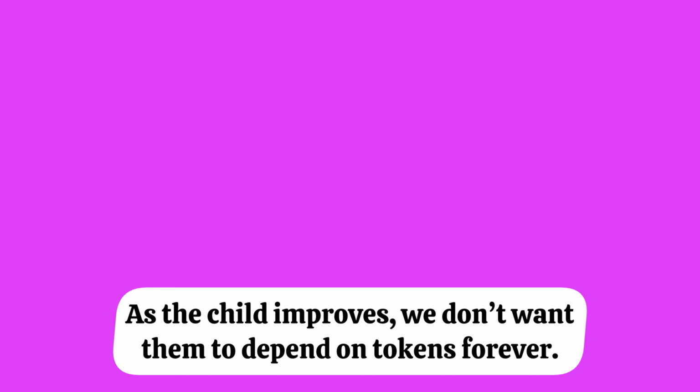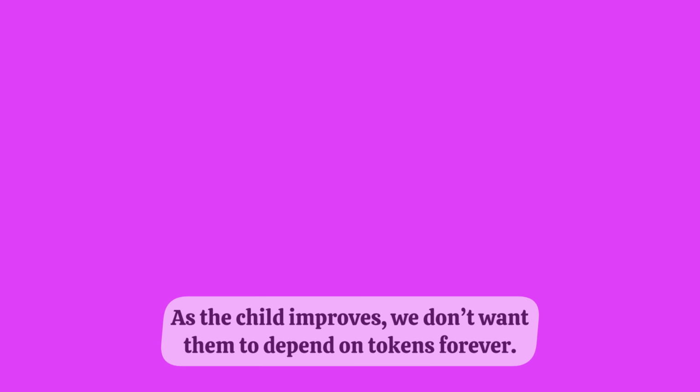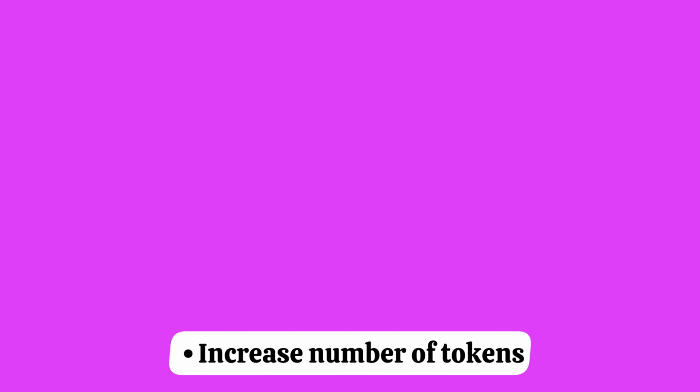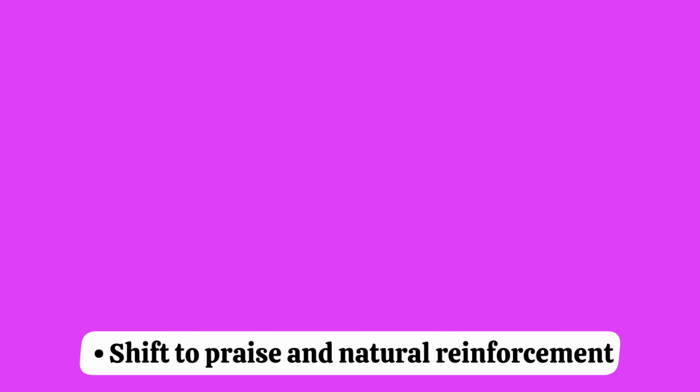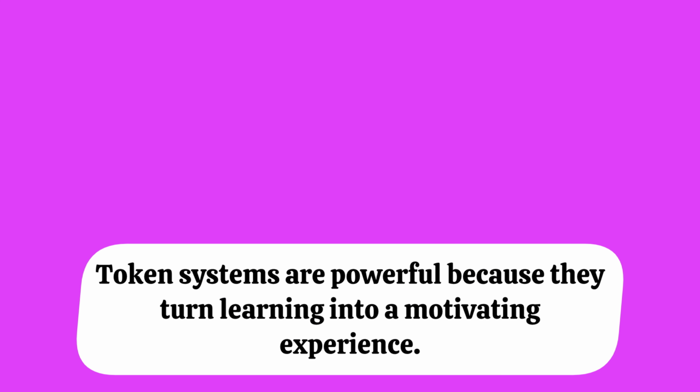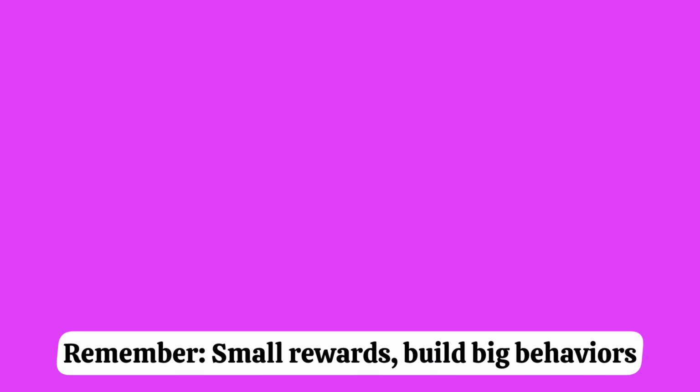Advanced tip. As the child improves, we don't want them to depend on tokens forever. Gradually, increase number of tokens. Reduce rewards. Shift to praise and natural reinforcement. Token systems are powerful because they turn learning into a motivating experience. Structured, visual, effective. Remember, small rewards build big behaviors.